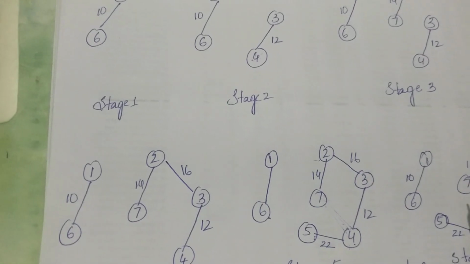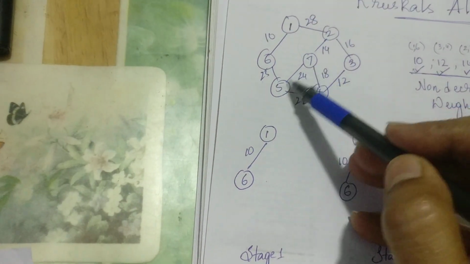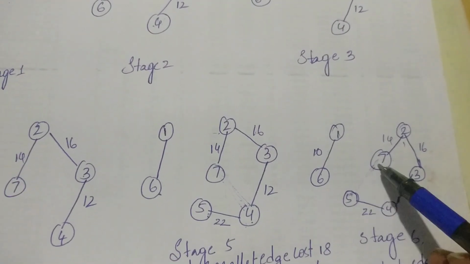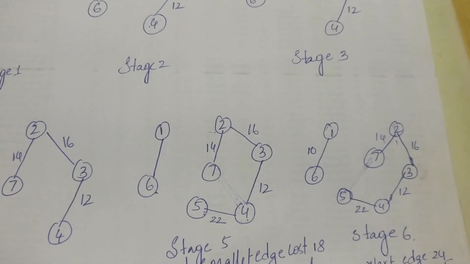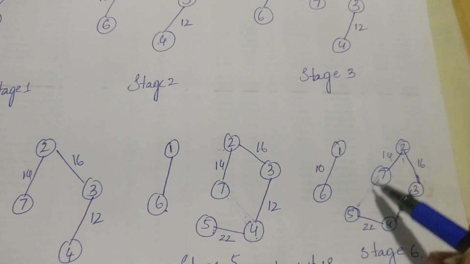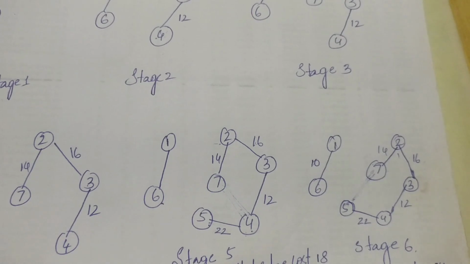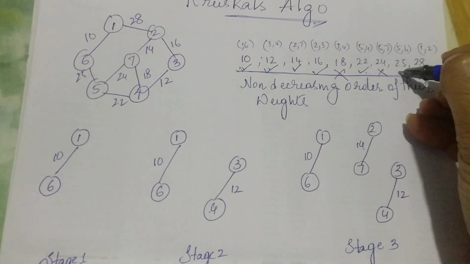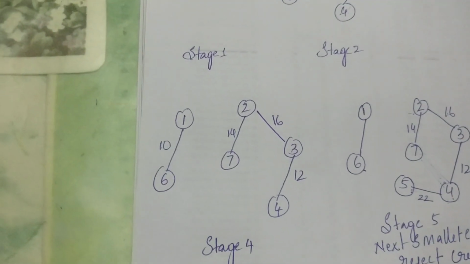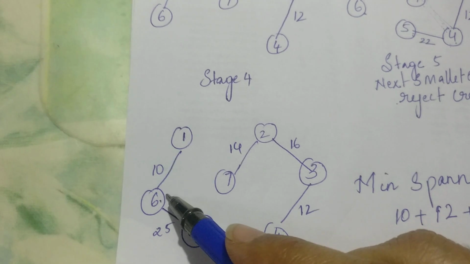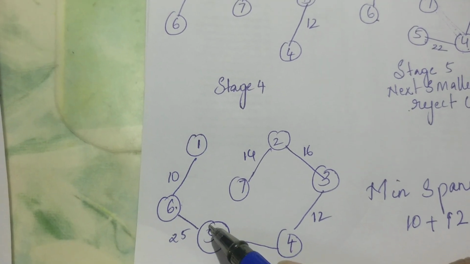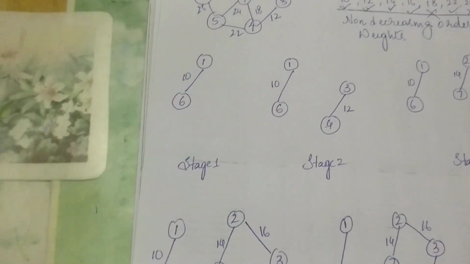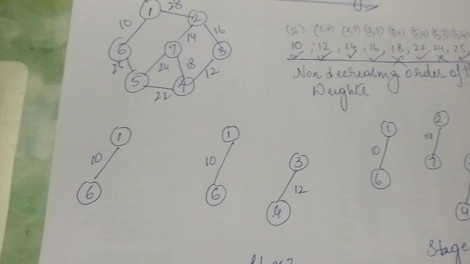If I take 24, that is 7 to 5, and add this to the subgraph in stage 6, it is going to create a cycle. So I am going to reject this. 24 is rejected. Next is 25. If I add 25, it's not creating a cycle, so this is accepted. And then 28 creates a cycle, so this is rejected.